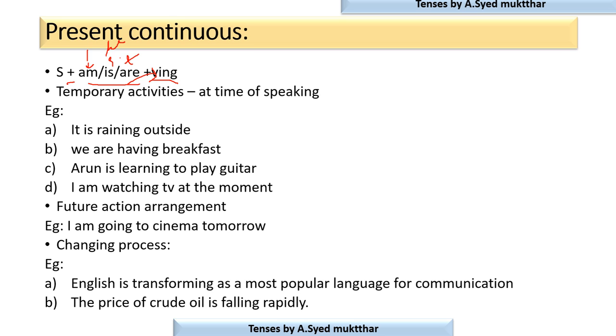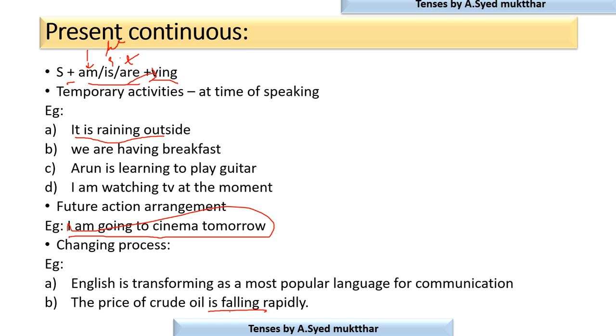So the example is, it is raining outside. We are having breakfast. So at the moment these actions take place, we are using present continuous in these sentences. So next is future action arrangement. If the action is definitely going to happen in future, we can use present continuous. So next is changing process. So the price of crude oil is falling rapidly. So in this case, we can use the present continuous, is falling.